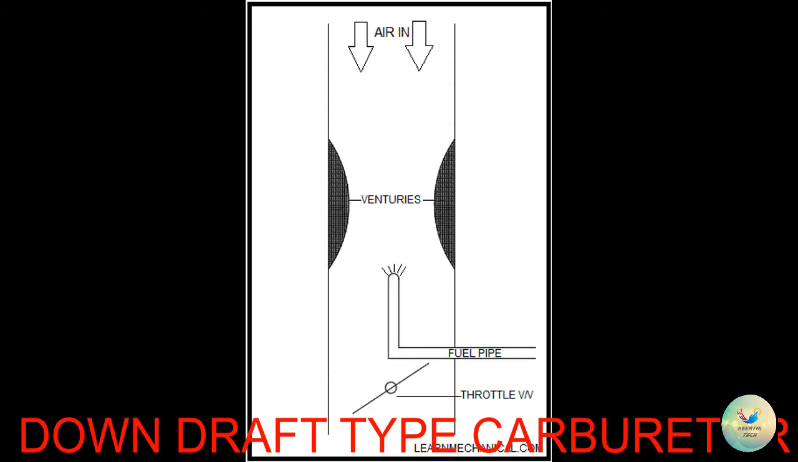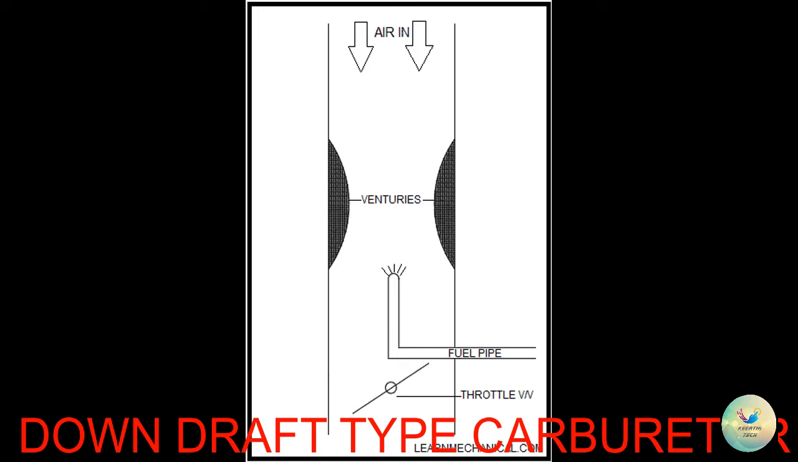Downdraft carburetor. In this type of carburetor, air comes from the top of the mixing chamber, and the fuel comes from the bottom of the mixing chamber. Here also the same principle works. Due to low pressure created by the two Venturis, fuel comes out through the pipe, and then the mixing of fuel and air occurs here.